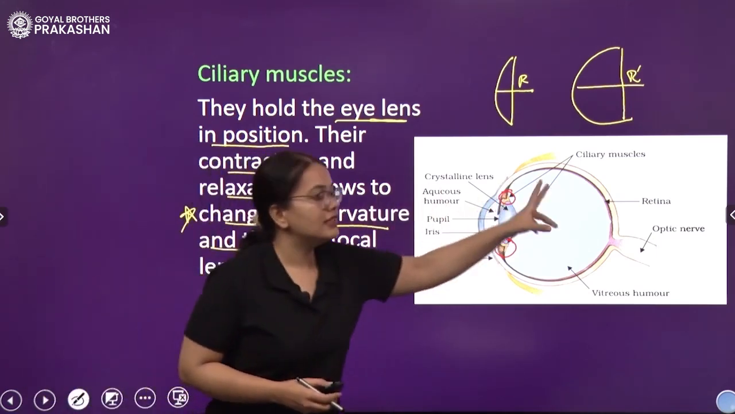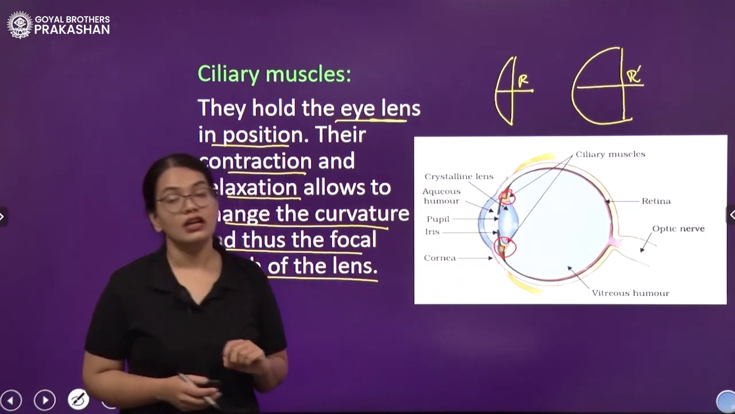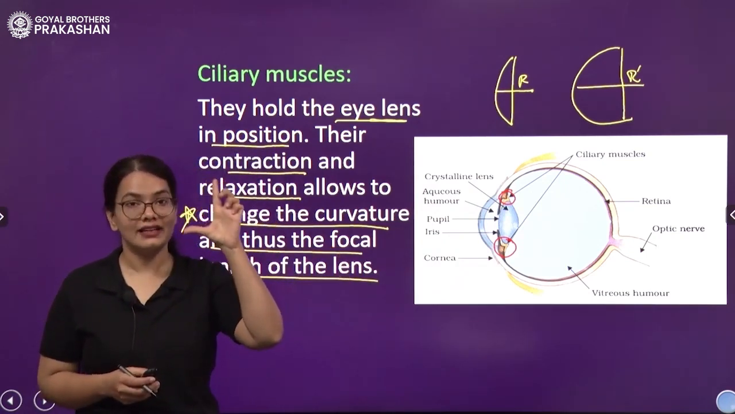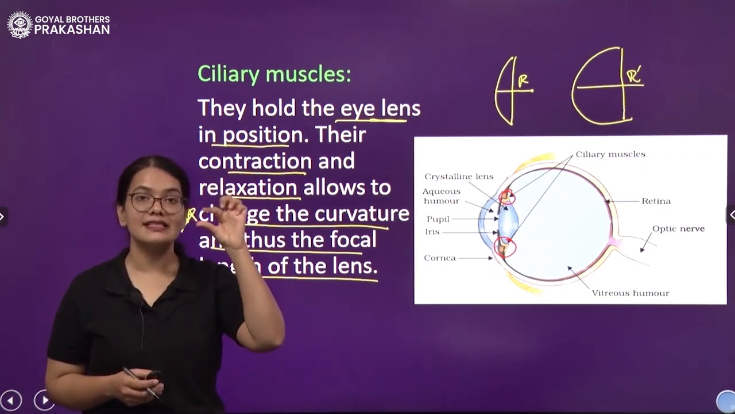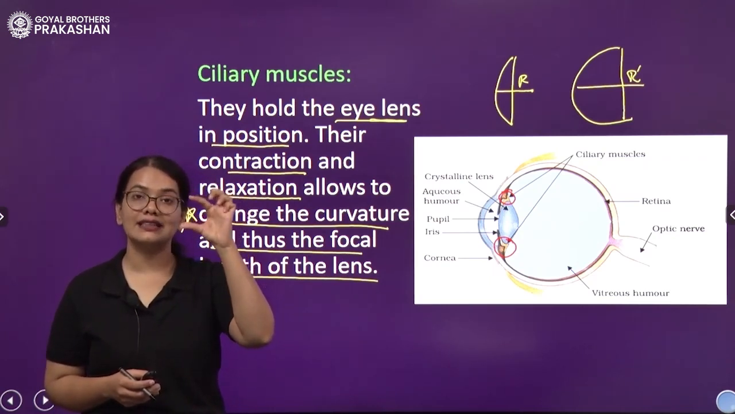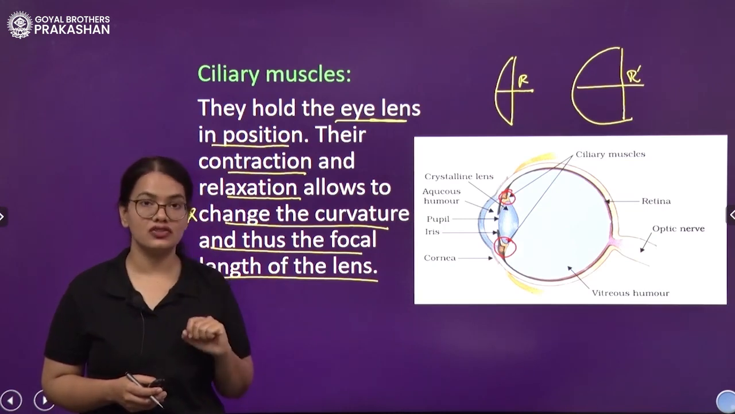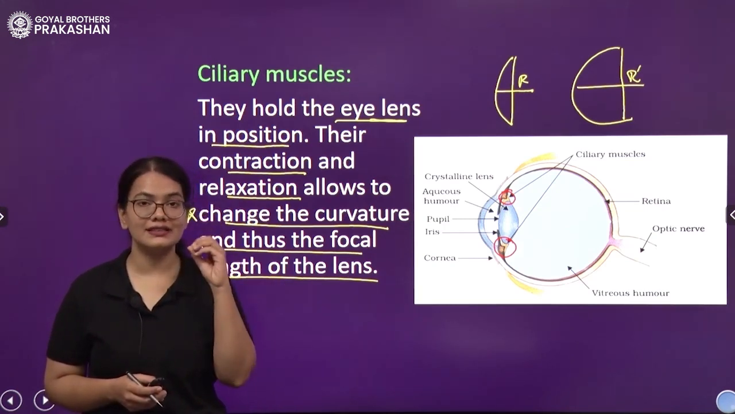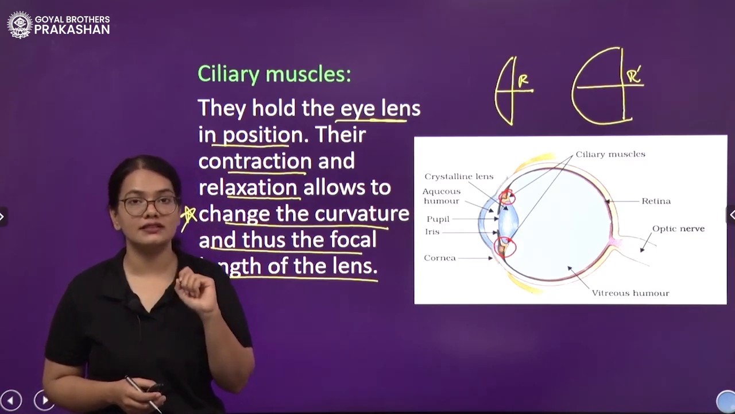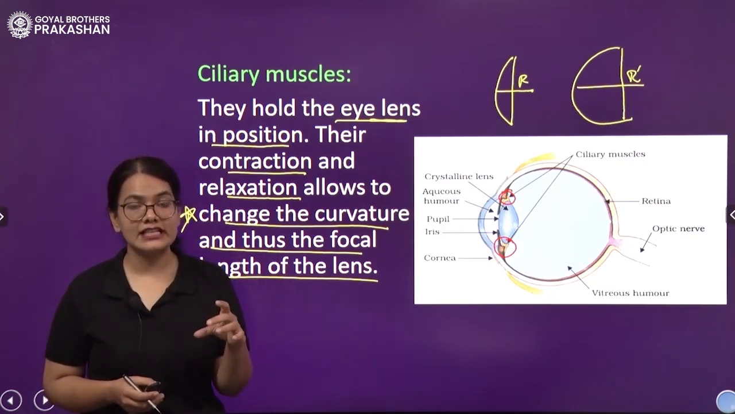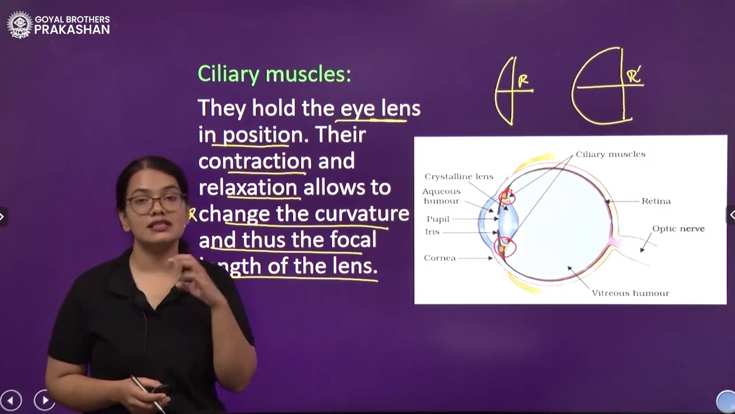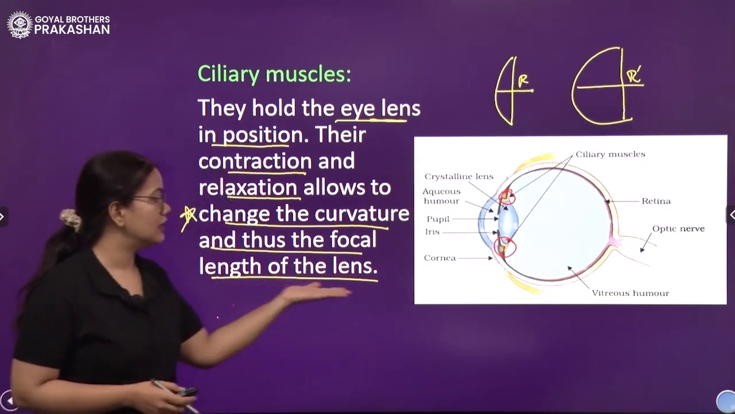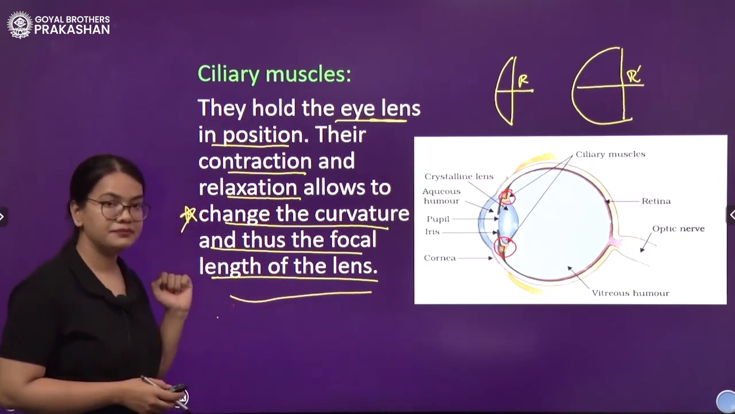Similarly, over here, what do the ciliary muscles do? They contract and relax. As a result, the radius of curvature of the eye lens that we have changes, and thus its focal length changes. And when the focal length is changing, the image formation, the size of the image, everything changes.